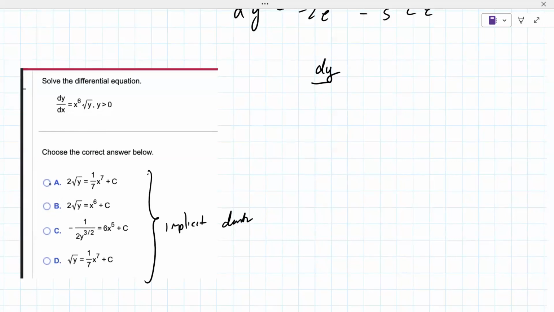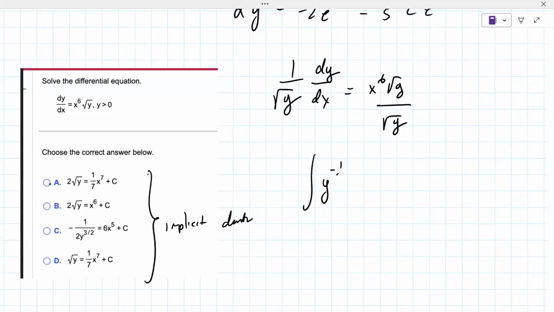If you divide both sides by the square root of y, and then separate the variables, you get the integral of y to the minus 1/2 dy equals x to the 6th dx, like that.